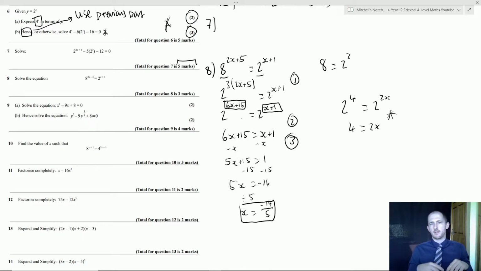It's a linear equation, man. You know how to do these. It's easy peasy lemon squeezy. Let's give you a few seconds to do that.